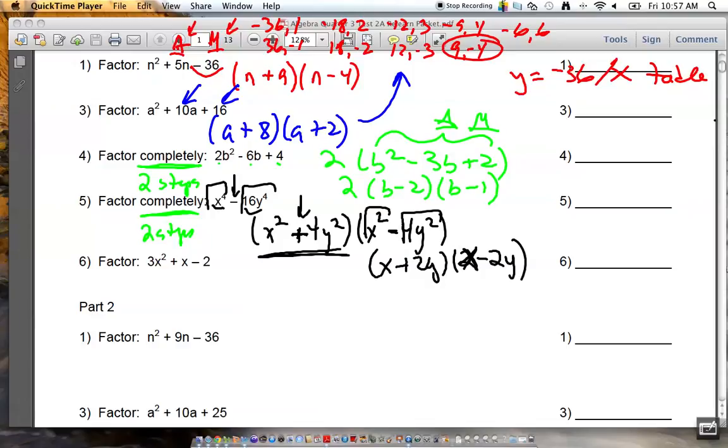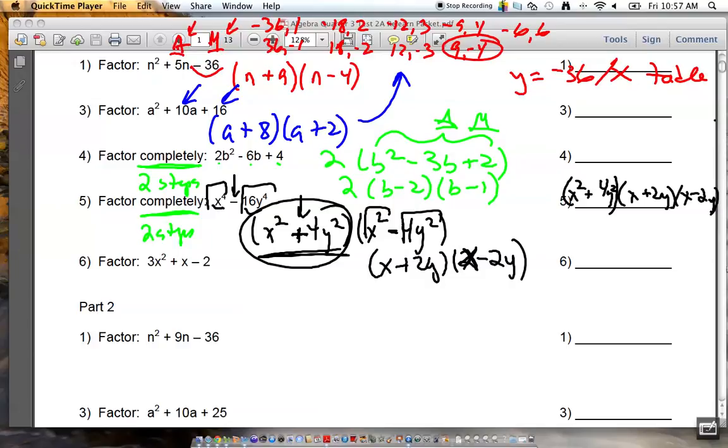Now, a number of kids wrote this in the answer space to number 5. They wrote x plus 2y, x minus 2y, and they didn't write anything before it, but this is still one of the factors. It just doesn't get up and disappear. X squared plus 4y squared. I need all three of those things in the space. When it comes to factoring completely, you're always going to have at least three terms in the space.